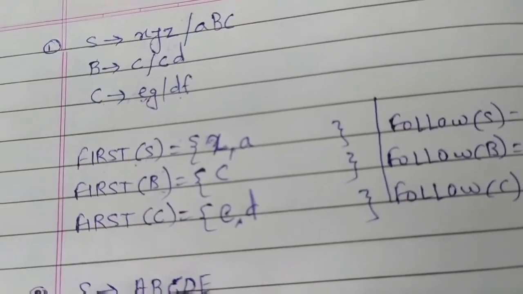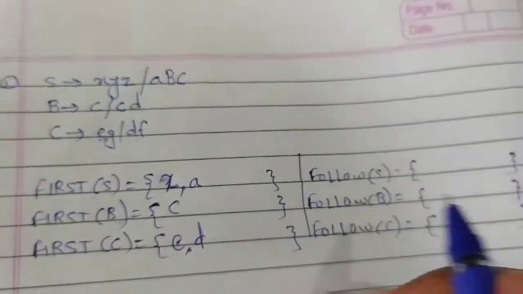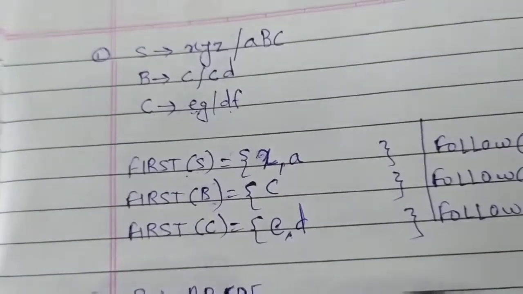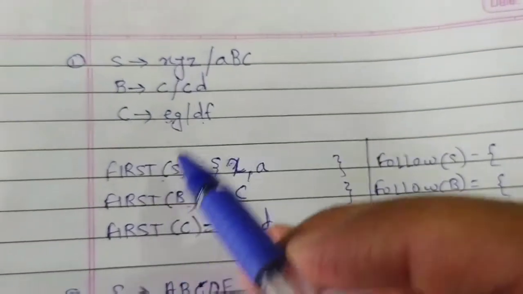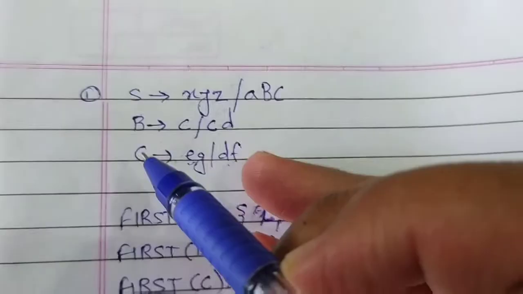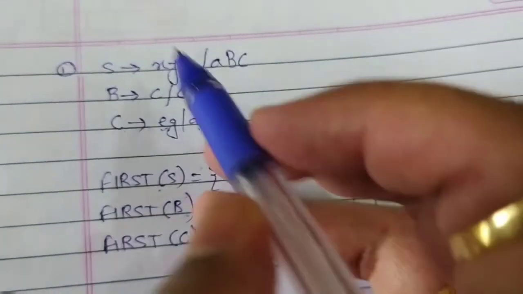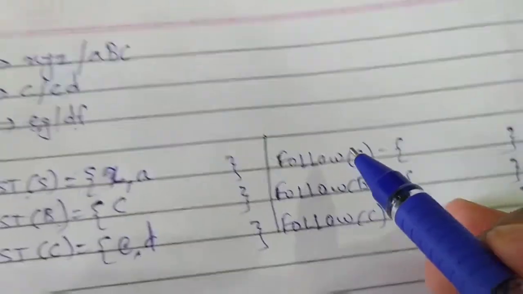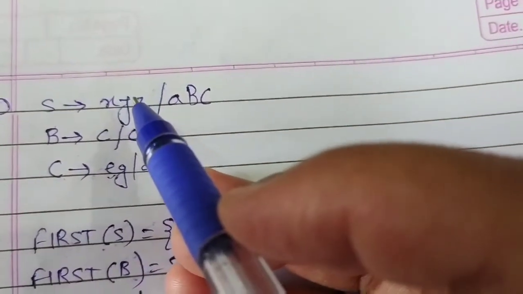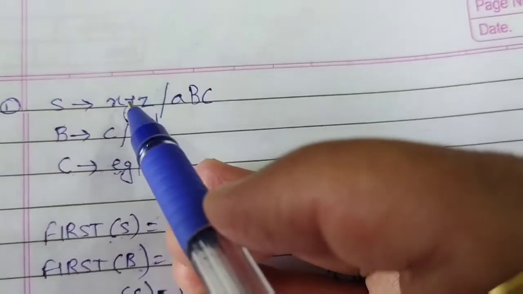Now we will find out follow for this grammar. One thing is important. For finding first, we look at the left hand side, but for finding follow, we look at right hand side. So first means how it will get started. Now for finding follow, we will see what is followed by that terminal.